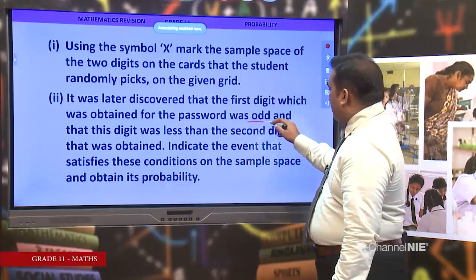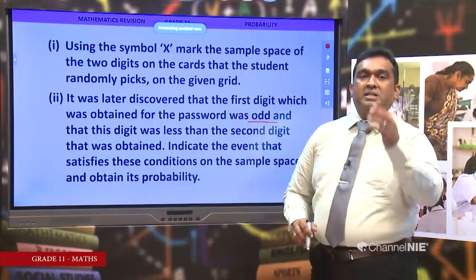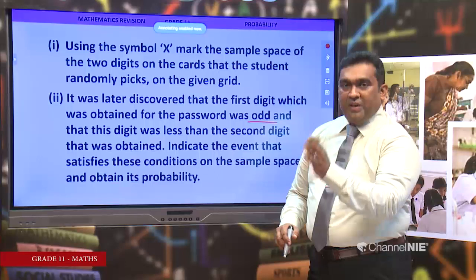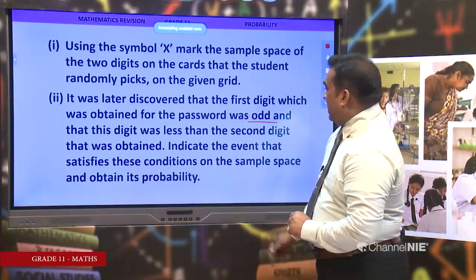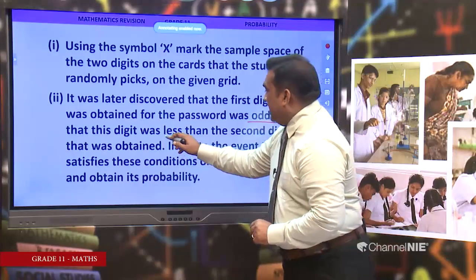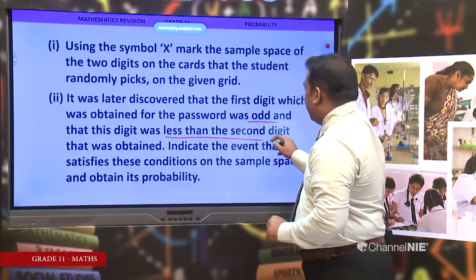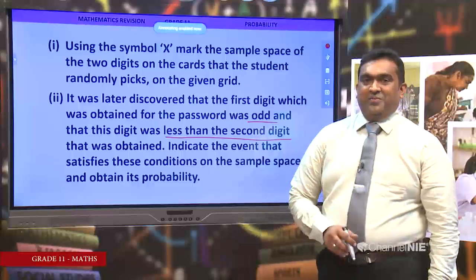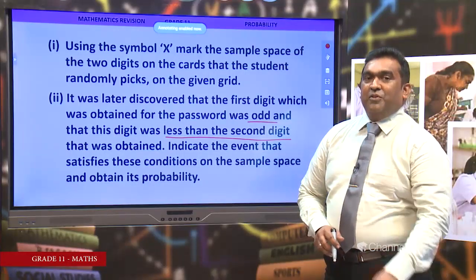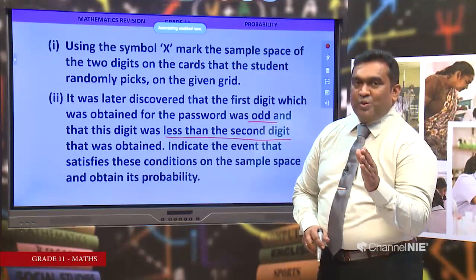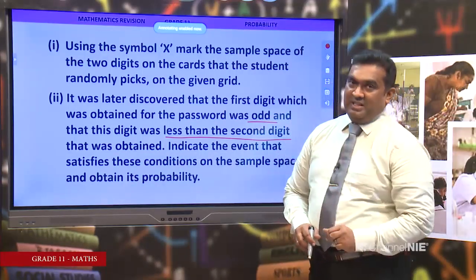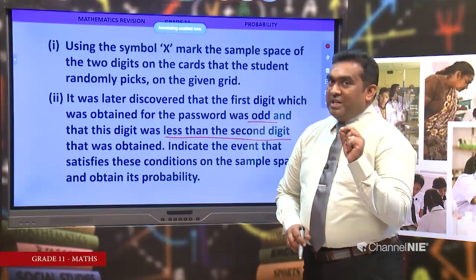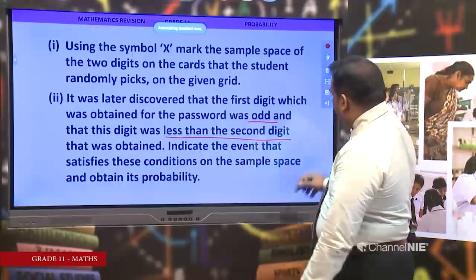Odd. You know about odd numbers, 1, 3, 5. Odd, right? Odd and less than the second digit. Therefore, the first digit should be less than the second digit. Try to identify the concept. Okay.